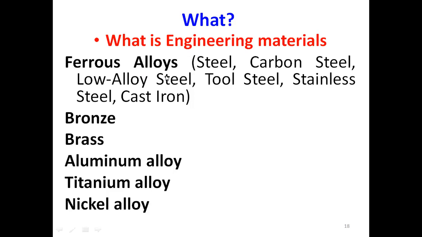Ferrous alloys, that is the alloy which is made of carbon and iron. So they are known as ferrous alloys. Examples are steel, carbon steel, low alloy steel, tool steel, stainless steel, cast iron, low carbon steel, medium carbon steel, high carbon steel, etc. Bronze and brass, which are actually alloys of copper, aluminium alloys, titanium alloys, nickel alloys.